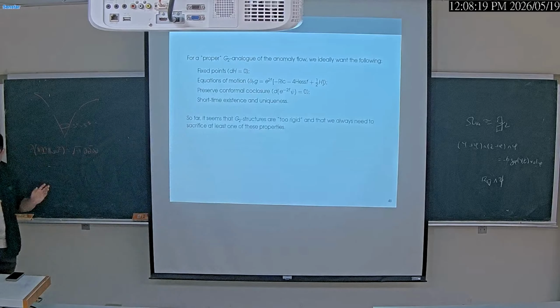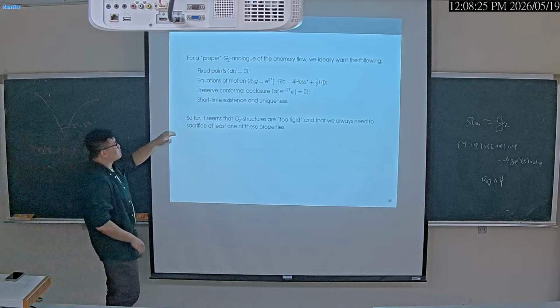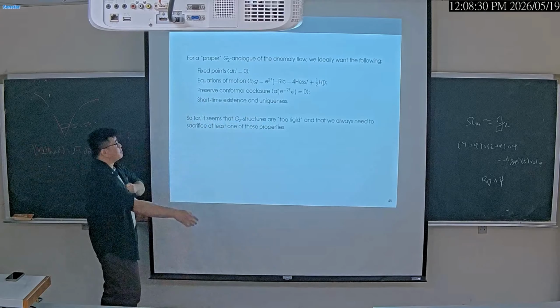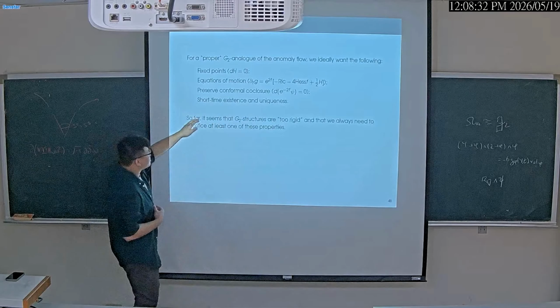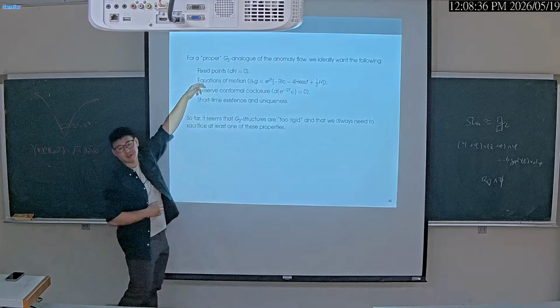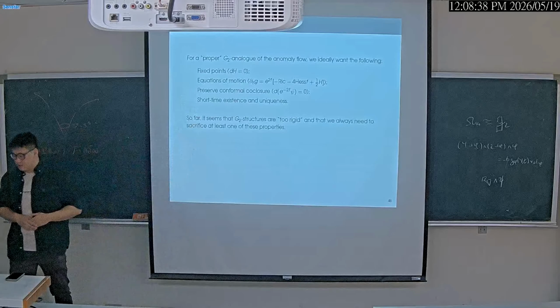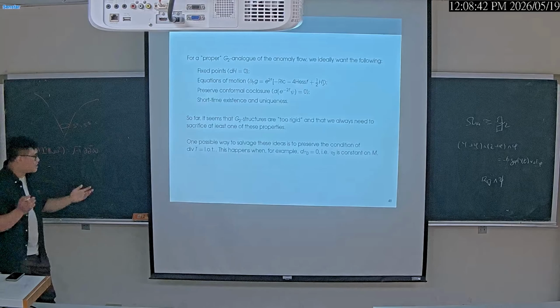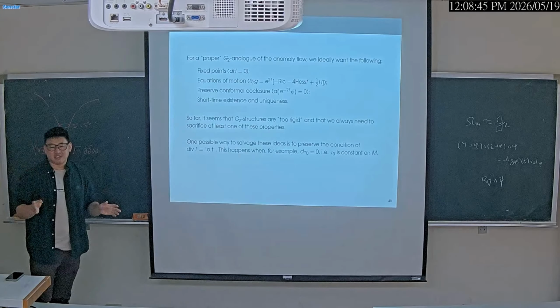It seems that G2 structures are somehow a bit rigid, and you need to sacrifice one of these properties somehow, right? The flow that I first proposed lacked short-term existence and uniqueness. The flow that was proposed after, they modified everything, so they get short-term existence and uniqueness. They preserve conformal closure, but they lose these two, right? So something needs to be done about that. But as for now, there are still ways to maybe salvage some of these ideas, right?